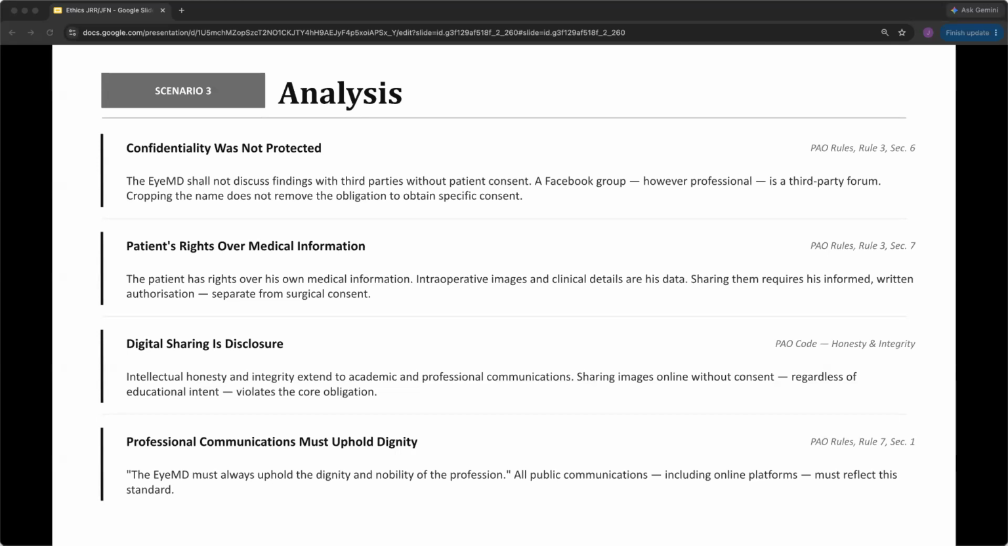The broader lesson is simple. The identification requires more than removing a name. We must consider whether the information, taken as a whole, could reasonably allow someone to identify the patient. And perhaps most importantly, a platform being described as professional does not make it private. The ethical obligations of confidentiality apply online just as fully as they do inside the clinic or operating room.